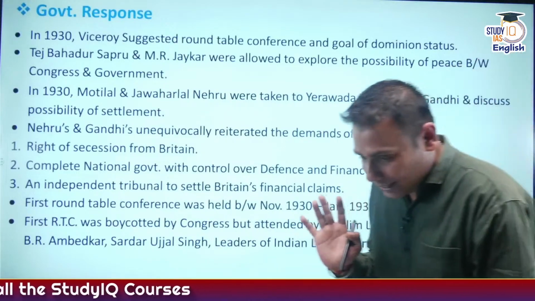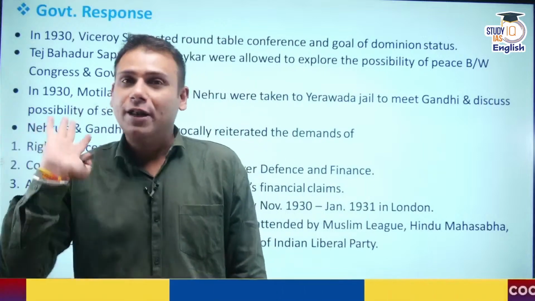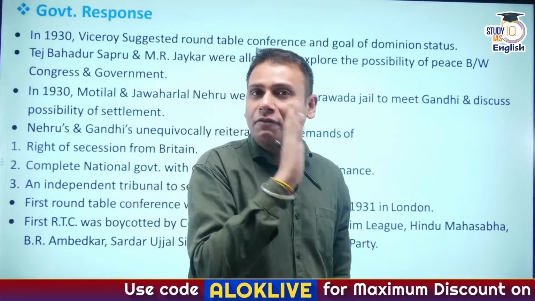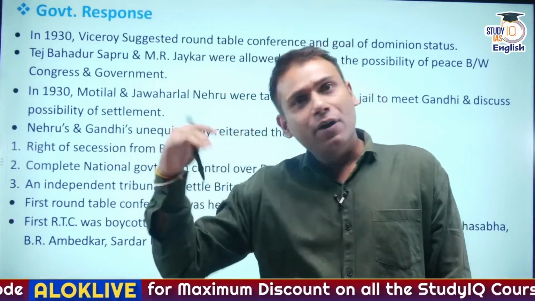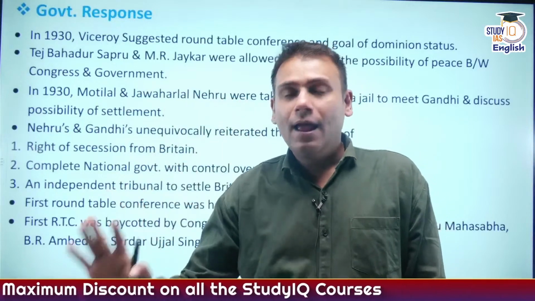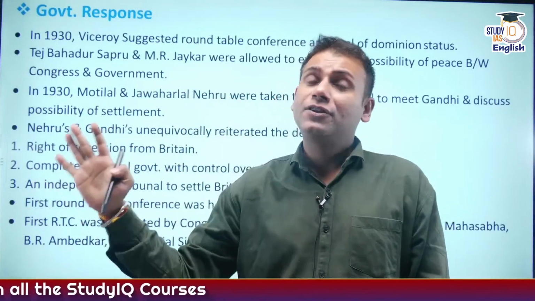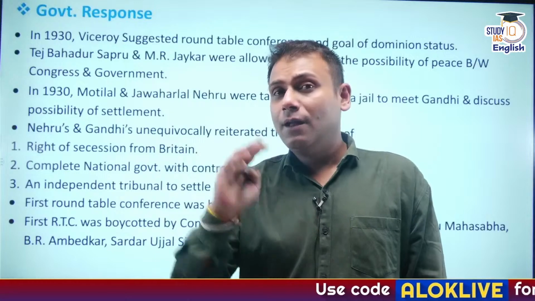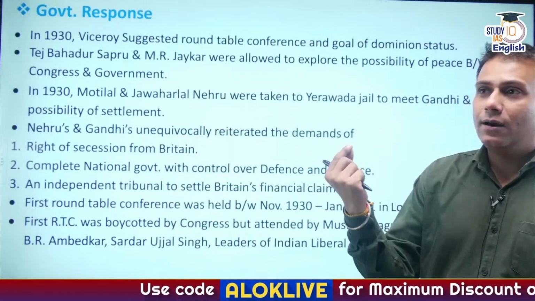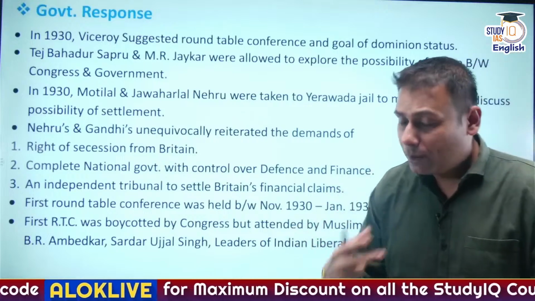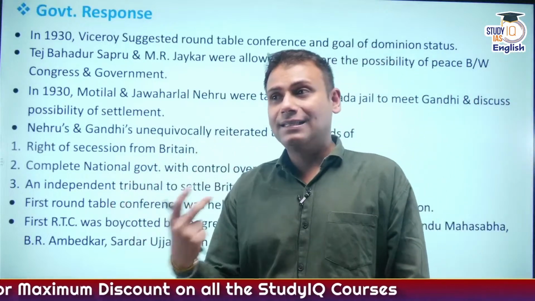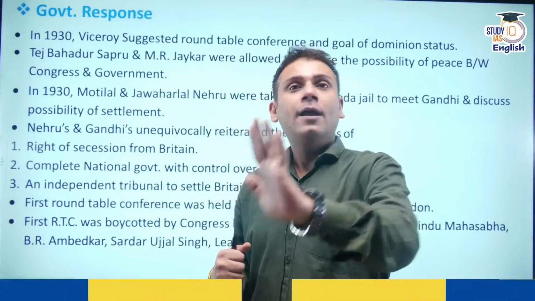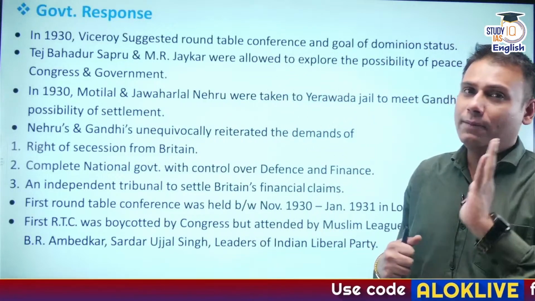Now, initially, the government came down heavily on the protesters. But as I've told you, parallelly, round-table conferences were being held in London. The first round-table conference had already ended and the Indian National Congress did not participate in it. It was attended by the Muslim League, the liberals, specifically the Indian Liberal Party, B.R. Ambedkar, who represented the depressed classes, and the Hindu Mahasabha. The Indian National Congress did not participate in the first round-table conference.